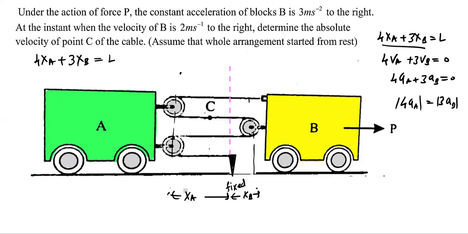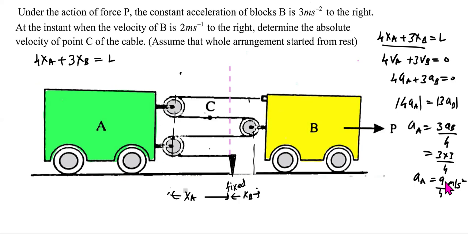So we can calculate the acceleration of block A. What is the acceleration of block A? It will be 3AB by 4, 3 into 3 by 4, 9 by 4 meter per second square. This is the acceleration of block A.